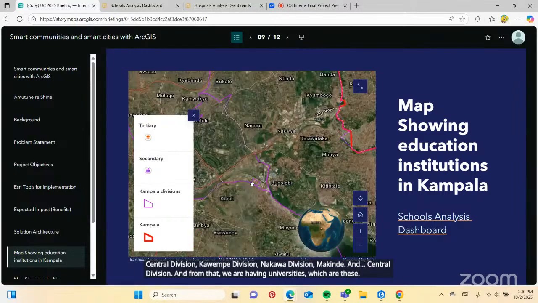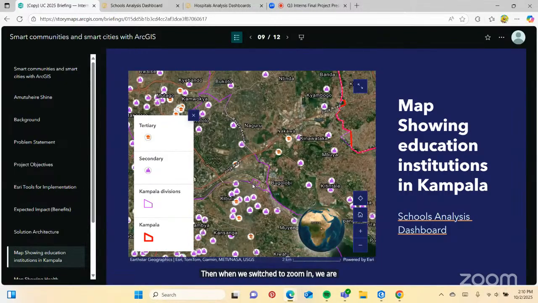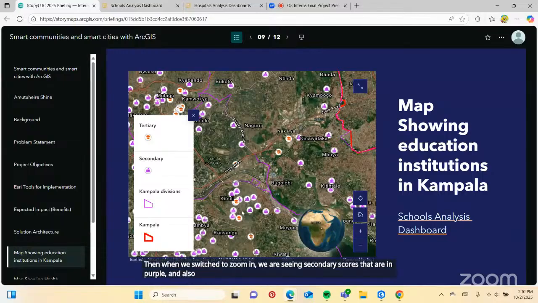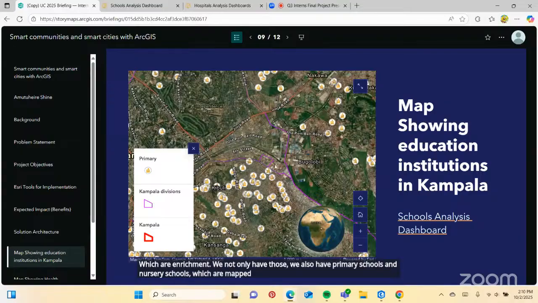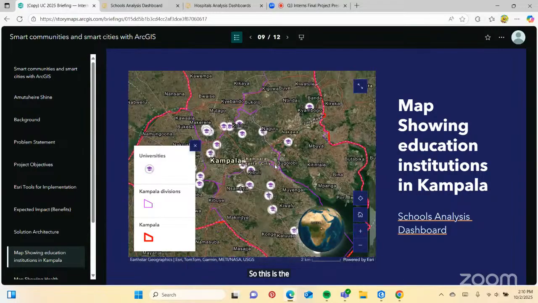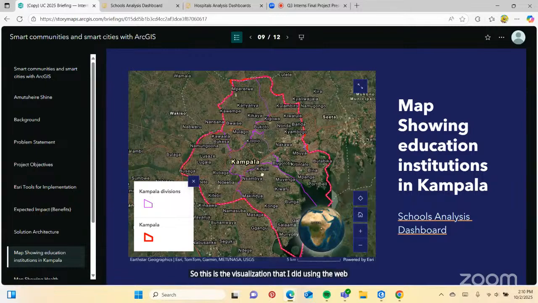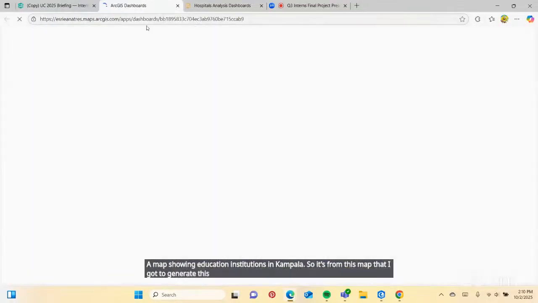Then when we zoom in, we see secondary schools in purple, and also tertiary institutions, which are in red. We not only have those, we also have primary schools and nursery schools, which are mapped in orange. So this is the visualization that I did using web maps to generate a map showing education institutions in Kampala. It's from this map that I generated this dashboard for analysis. It's a school analysis dashboard.